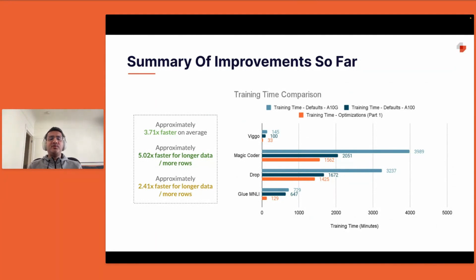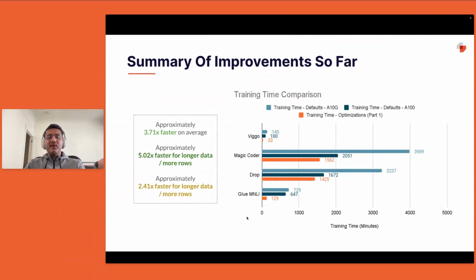What was also really interesting is if you break this down a little bit further, we saw about a 5x improvement for longer data, or for data sets with more rows, so magic CUDA and drop. But slightly slower training still feels counterintuitive for smaller data sets such as Vigo and Glue, where I think parallelization effects aren't as significant, although Glue does show a pretty significant 6x drop right here.